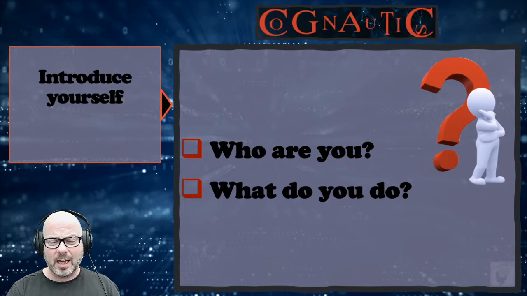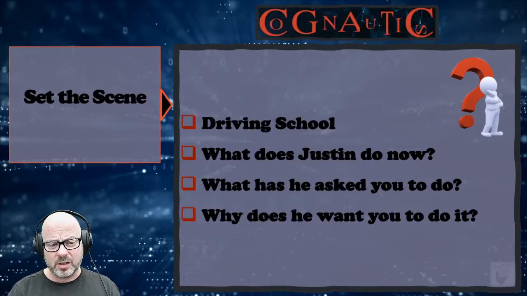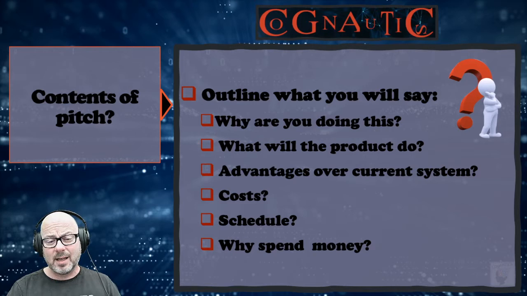So breaking it down, start off by saying who you are and introducing yourself. Set the scene and the scenario: the driving school, what Justin does now, what he's asked you to do, why he wants you to do it. Outline what you're going to say, why you're doing it, what the product will do, the advantages over the current system, the cost, the schedule and why spend money, all pretty obvious. I'll put this on YouTube straight afterwards so you can see it.